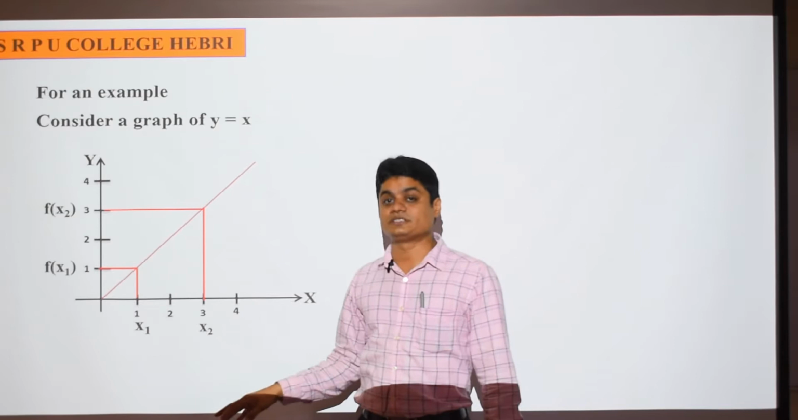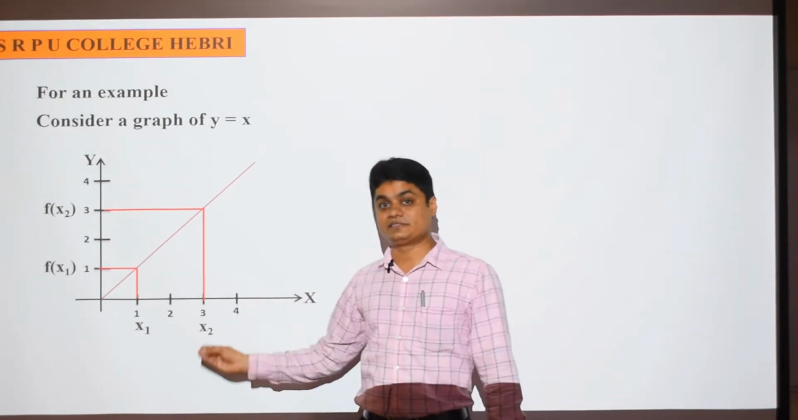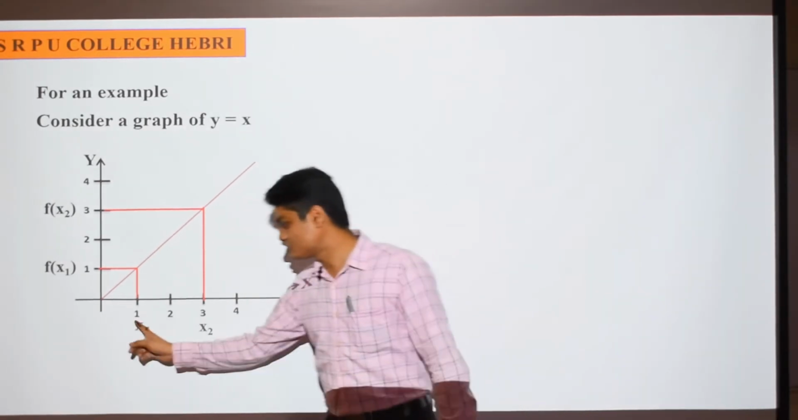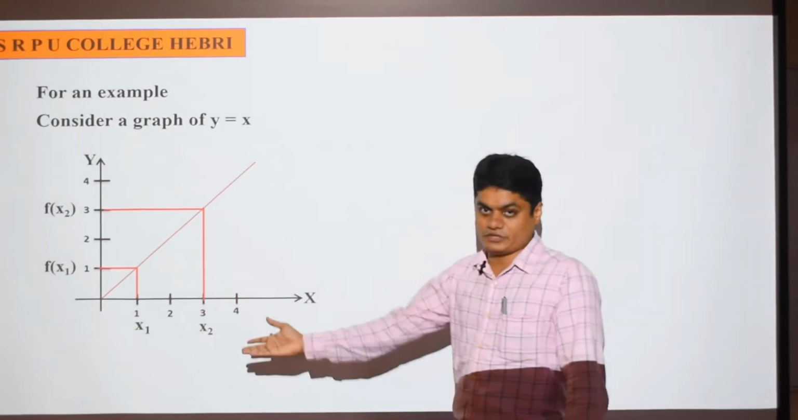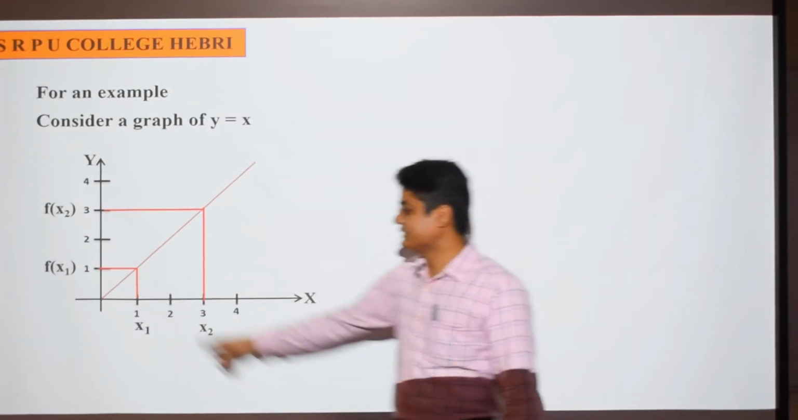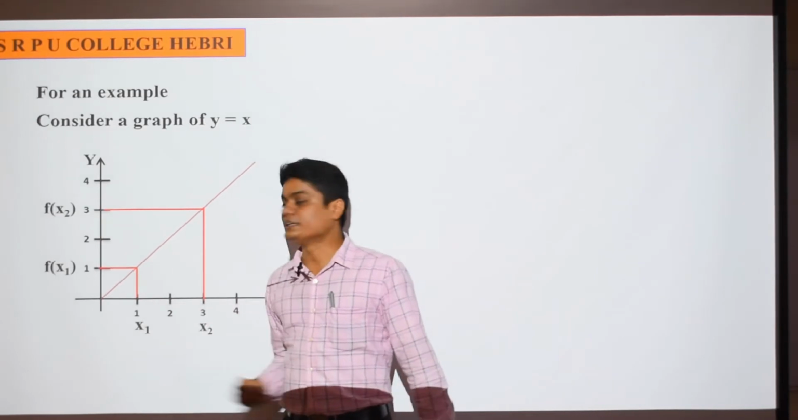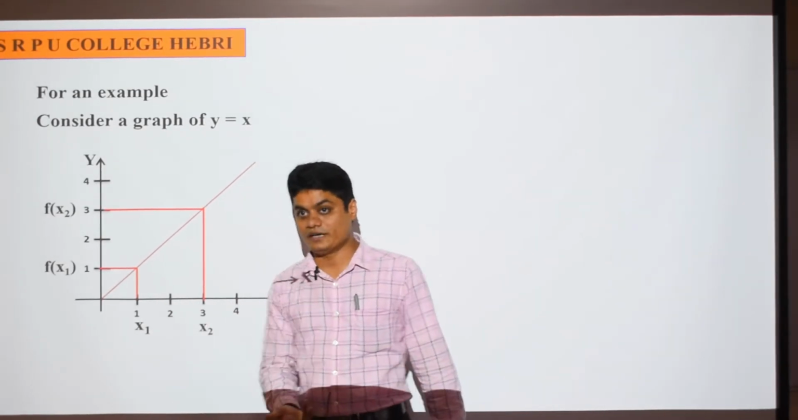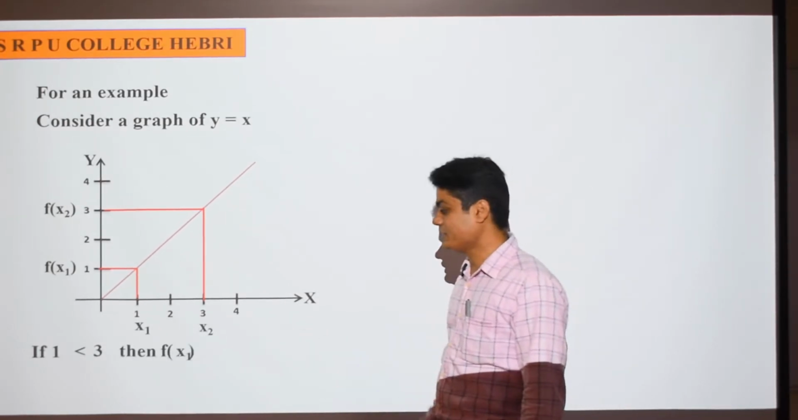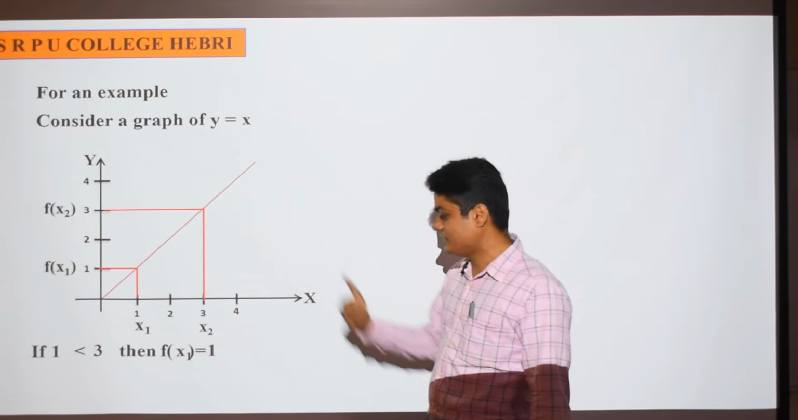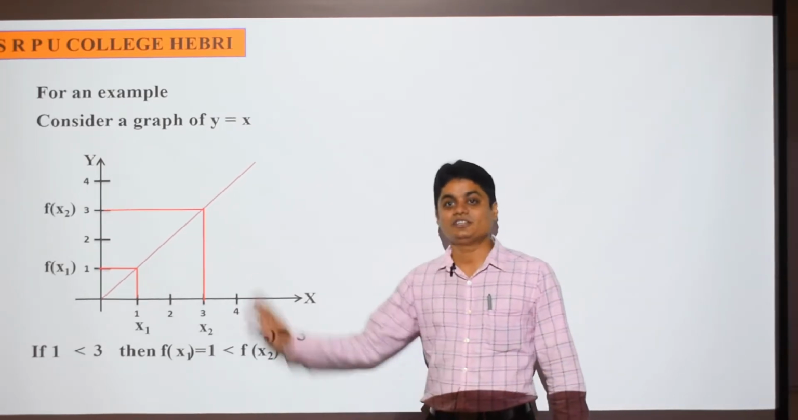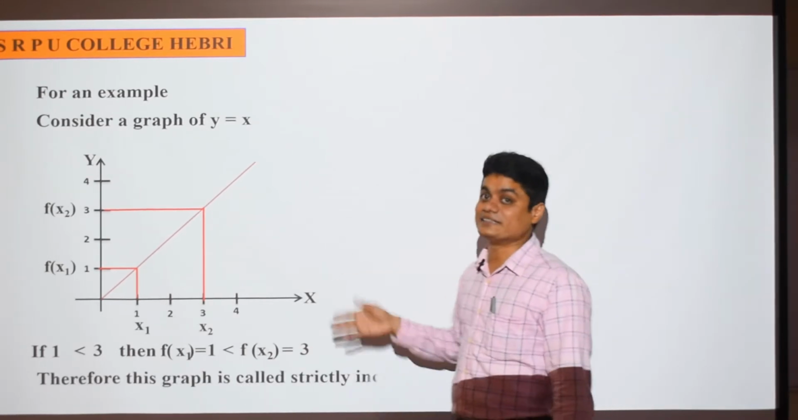Already you know this about this graph. So we are only verifying the statement which I made in the last slide, whether it's right or wrong. Take x1 as 1 and x2 as 3. So you will agree that x1 is less than x2. Fine. Now what is f of x1? It is 1. What is f of x2? 3. Which is bigger? f of x2 is bigger. So you can observe that 1 is less than 3, that is, f of x1, which is 1, is less than f of x2, which is 3.